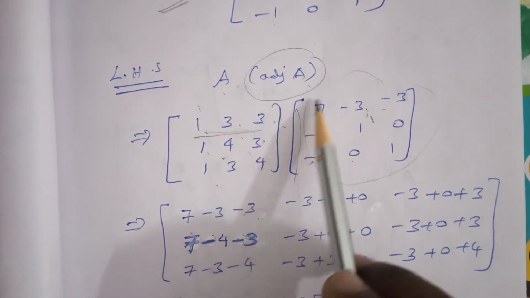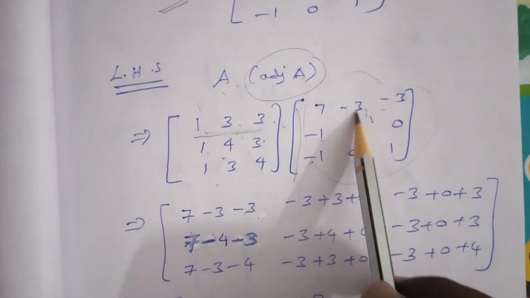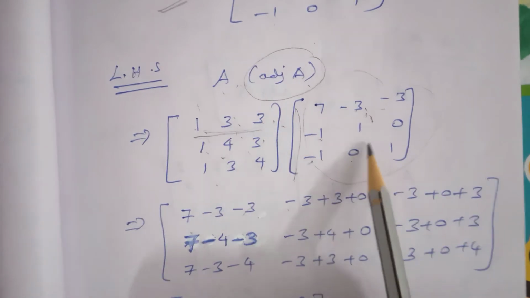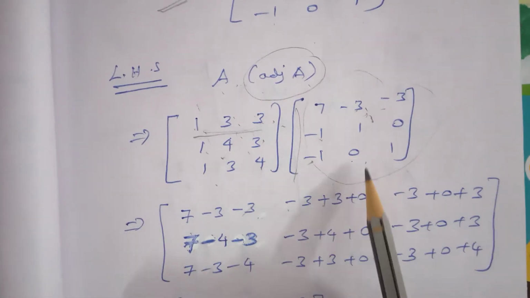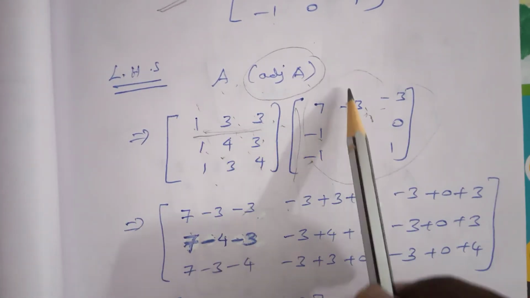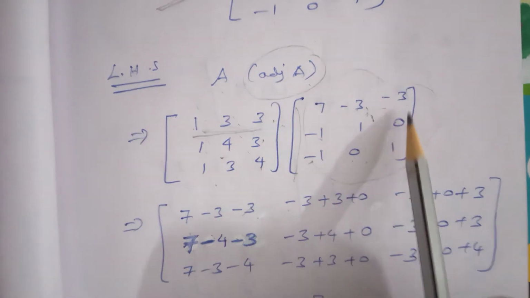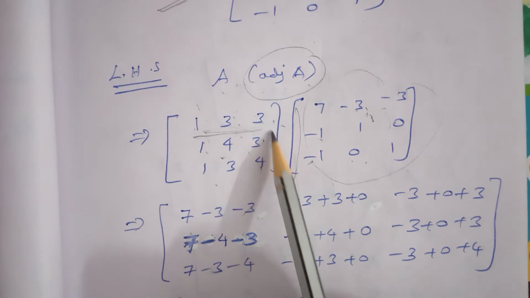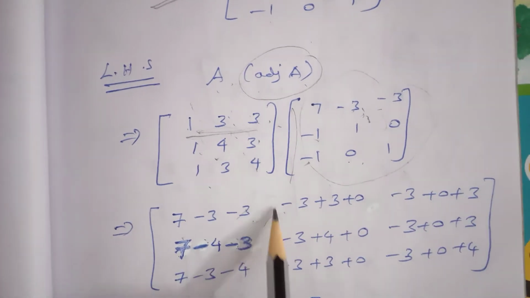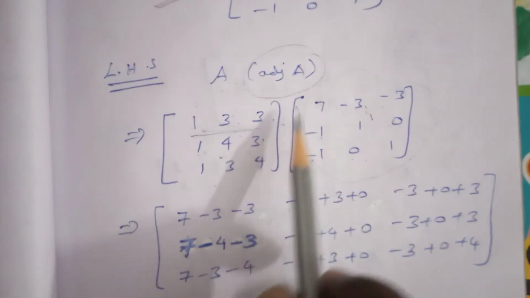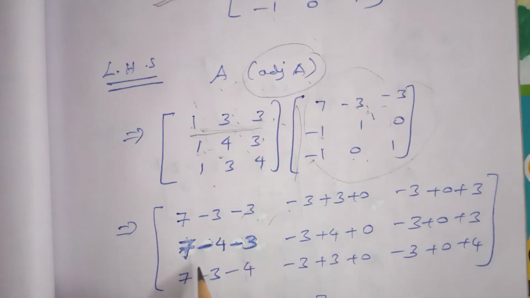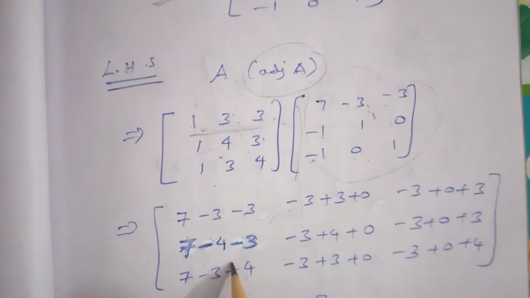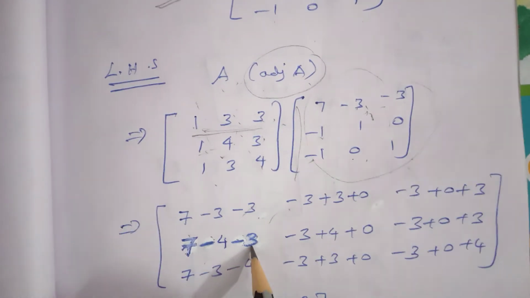Again, first row, second column: 1 into minus 3 is minus 3, 3 into 1 is 3, 3 into 0 is 0. First row, third column: 1 into minus 3 is minus 3, 3 into 0 is 0, and 3 into 1 is 3. The first row is over. The second row is multiplied by the first column: 1 into 7 is 7, 4 into minus 1 is minus 4, 3 into minus 1 is minus 3.